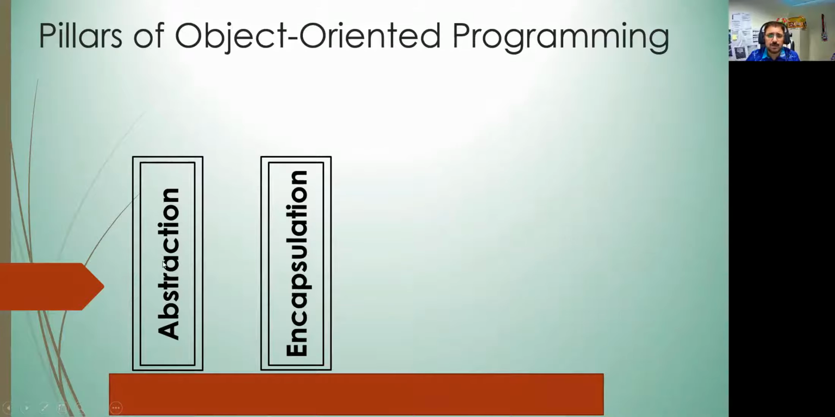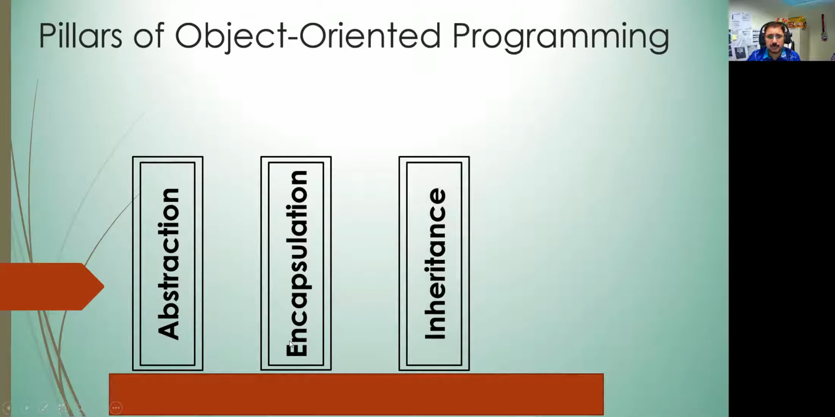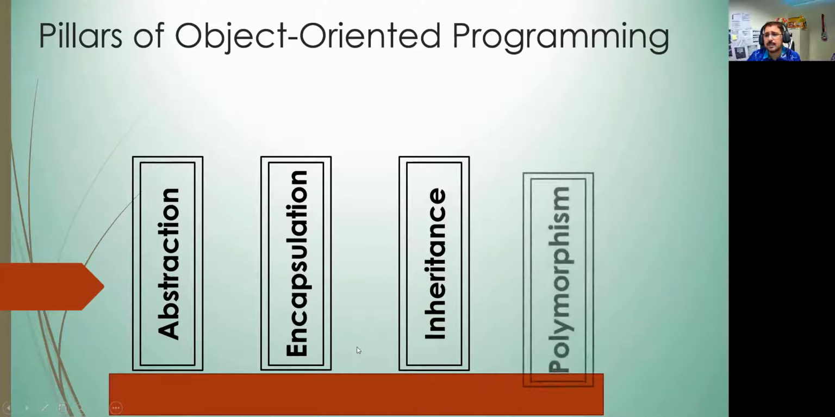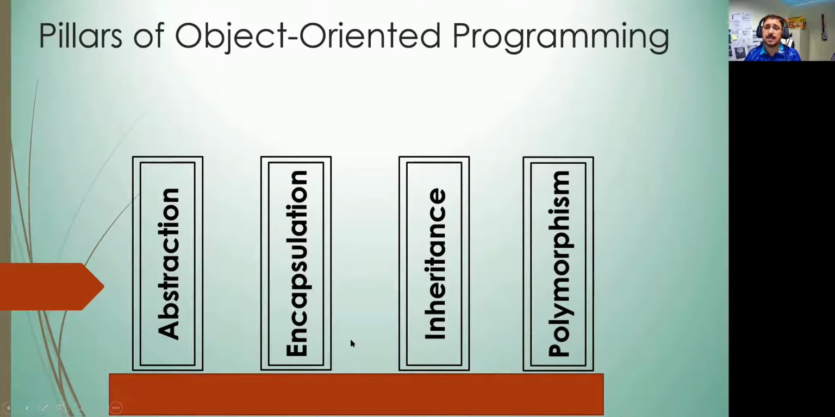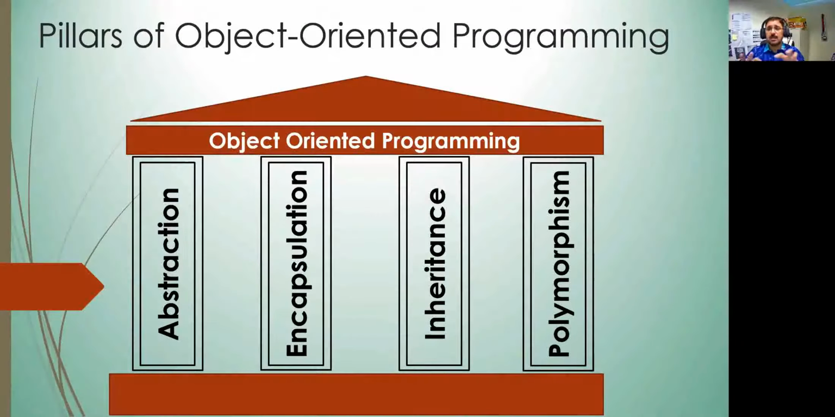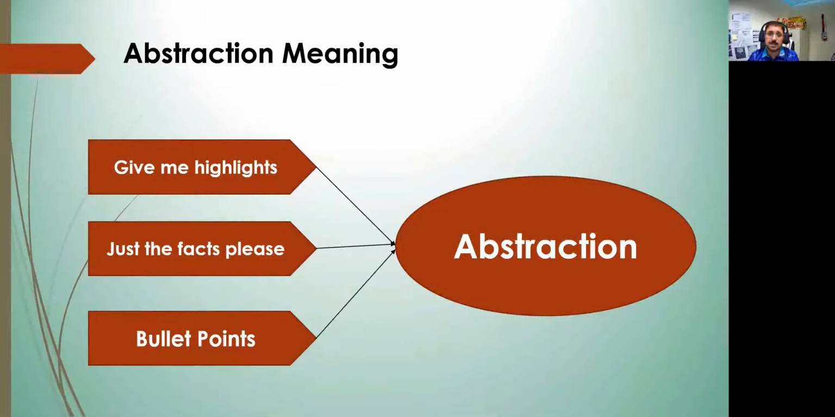Abstraction we will discuss in detail. What is abstraction we will discuss again, and data encapsulation is another pillar, inheritance is another pillar, polymorphism is another pillar. All these are the four basic pillars of object oriented programming, and over the whole semester, in this whole course, we will be discussing only these four pillars. So what is abstraction?